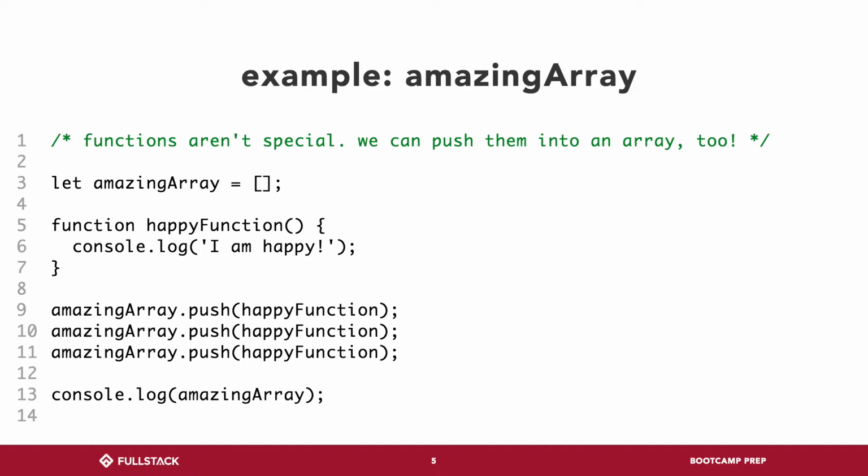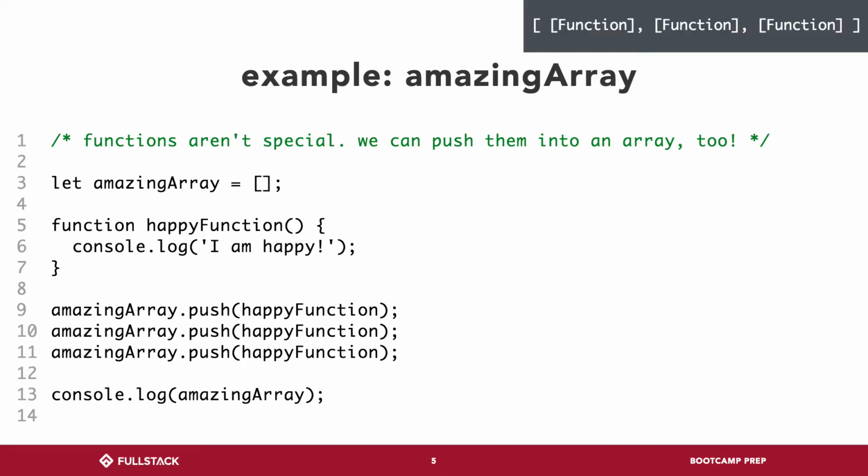You could think of this as a string, as a number, as an object, as an array. Array: happy function, happy function, function. Yeah, you can think of it as just happy function. They're just functions that haven't been called yet. They're just waiting, just hanging out.